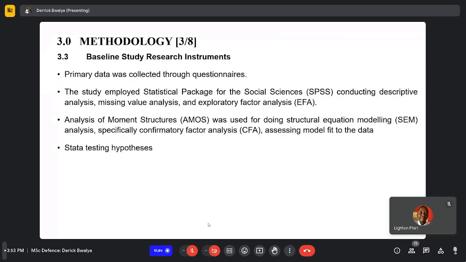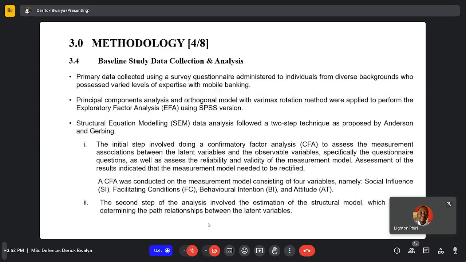The research instrument for the baseline data was the questionnaire. The study employed the Statistical Package for Social Sciences, SPSS, for conducting descriptive analysis, and also such things as exploratory factor analysis. We used AMOS for doing structural equation modeling, and also STATA for testing the hypotheses.